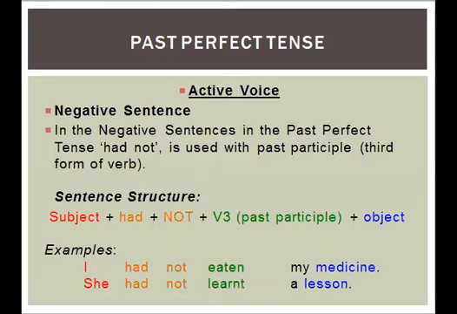Negative sentences. In the negative sentences in the past perfect tense, had is followed by not and is used with the past participle, which is the third form of the verb. So the sentence structure looks something like this. Subject plus had plus not plus verb in its past participle form plus the object.